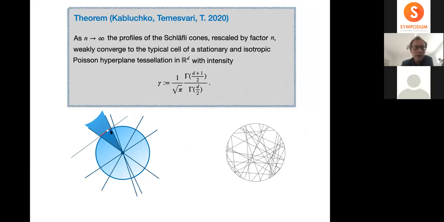If you look at the profiles, so these red polytopes here of the Schläfli cones, if you rescale them by a factor n, they weakly converge to the typical cell of a stationary and isotropic Poisson hyperplane tessellation. And there was some constant hidden in our computations that I didn't specify. But if you do everything carefully, then you will find out the right constant.